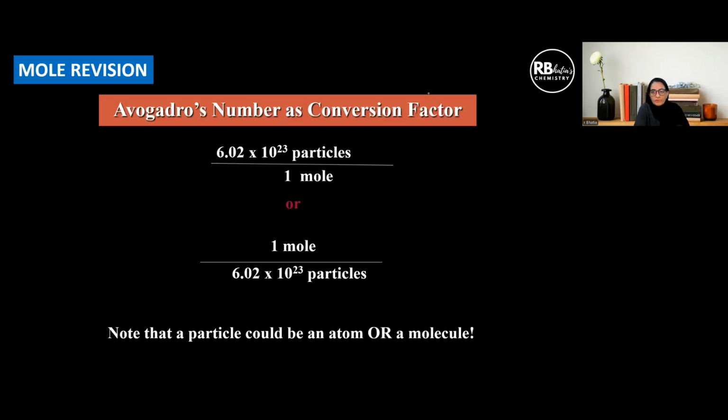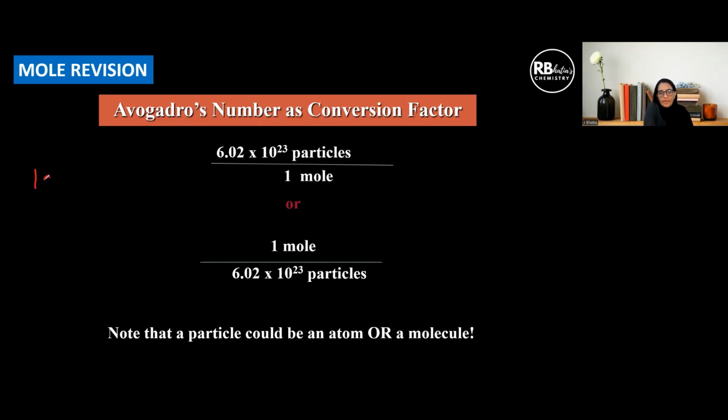Avogadro's number as a unit conversion factor. In the previous video, we had learned what is a unit conversion factor. So how is Avogadro number a conversion factor? We know 1 mole is equal to 6.02 into 10 to the power 23 particles. So 6.02 into 10 to the power 23 upon 1 mole, or 1 mole upon 6.02 into 10 to the power 23. Each of these is a unit conversion factor. The particle can be anything. It can be an atom, a molecule, an electron, a neutron, a proton, ions, anything.